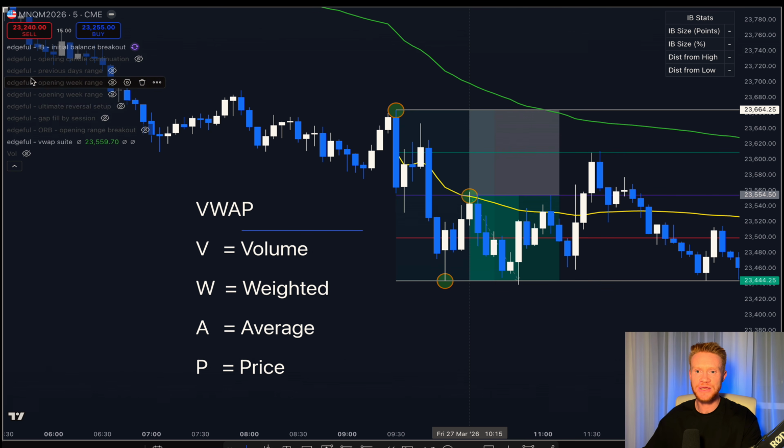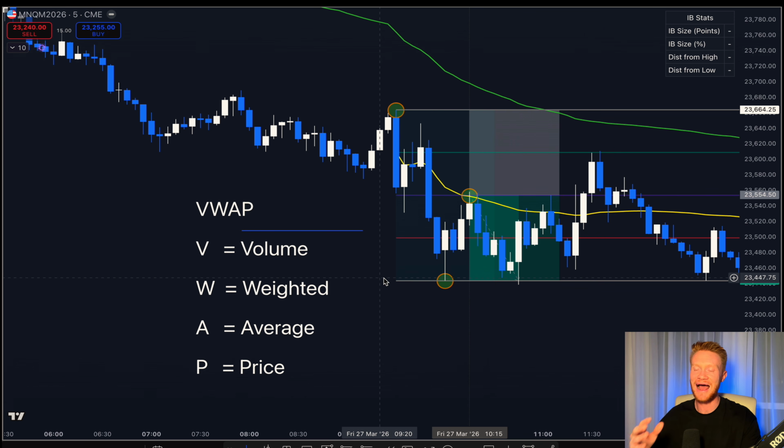Well, I actually use the Edgeful VWAP suite for my VWAPs, okay? It's an indicator that puts the New York VWAP and the daily VWAP on my chart automatically. And this indicator just makes trading for me so much simpler because with this VWAP, I don't need to anchor each and every VWAP each and every day. It's just put on automatically for me. And for me, I just want each and every trading session to be as simple as possible with fewer things to do as possible. That's just the way I like to work.